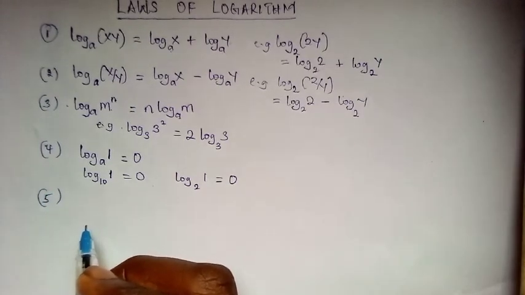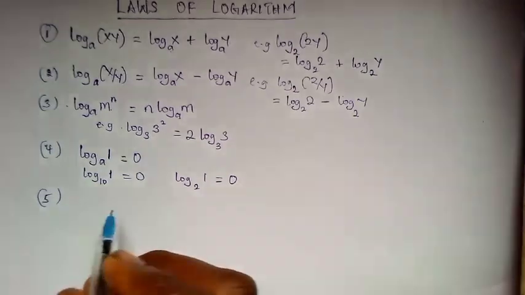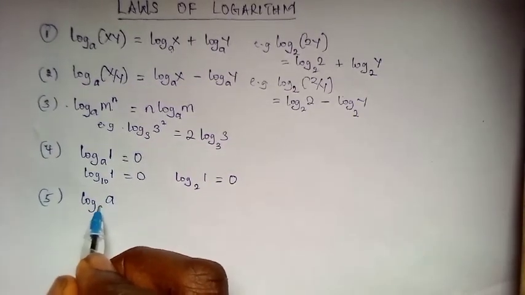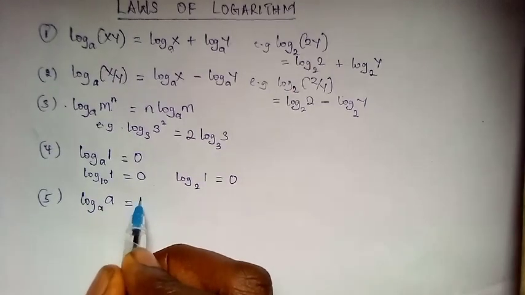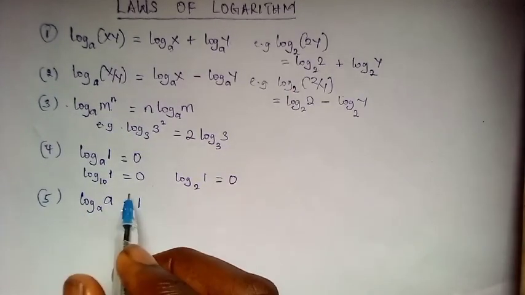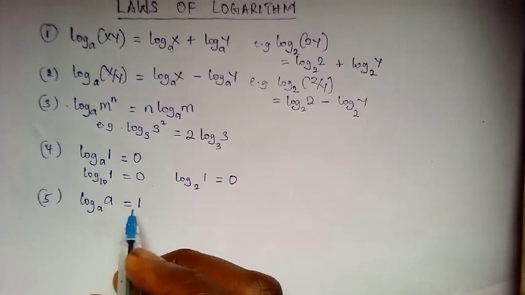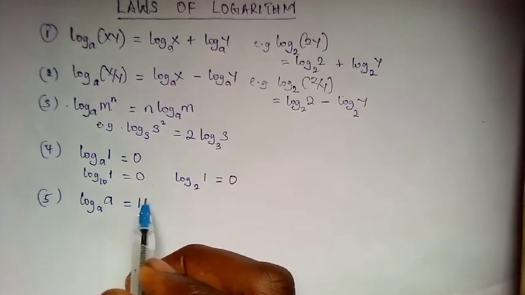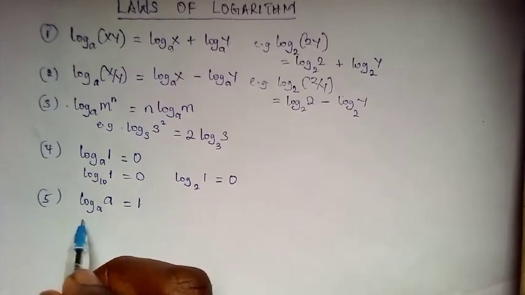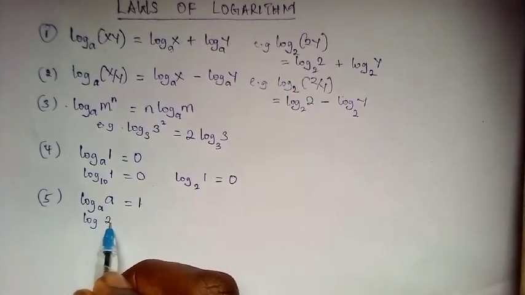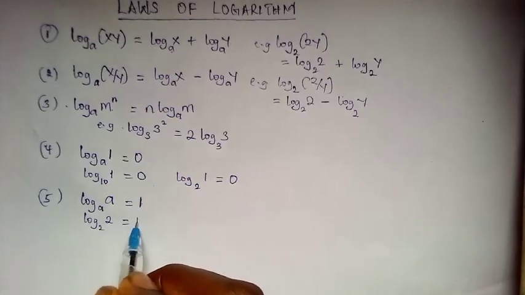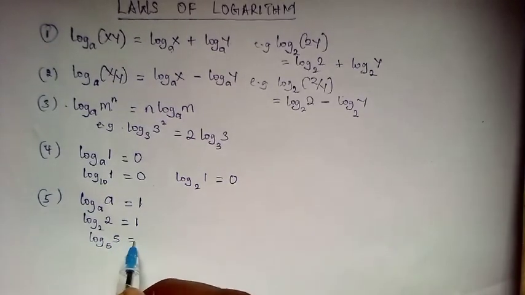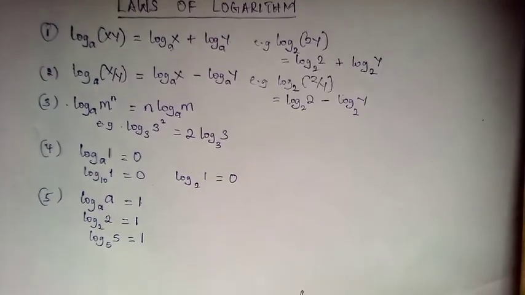So we'll go over to the fifth law, which is called the unit law. The logarithm of a number to its same base is equal to 1. So whenever the number and the base are the same, it gives us 1. For instance, log of 2 to base 2 is going to be 1, and log of 5 to base 5 is also going to be 1.